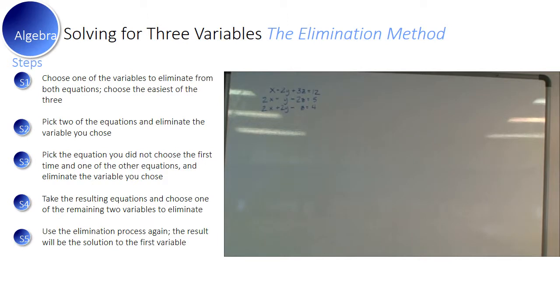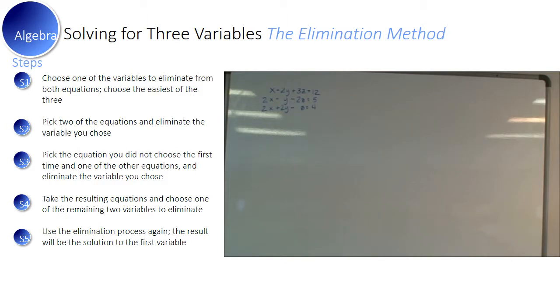In this section, we'll start looking at solving systems of equations with three variables. Now, the first step to solving this system is going to be to choose which variable we want to eliminate. When we look at these three equations, we have an x, a 2x, and a 2x. We have a negative 2y, a negative y, and a positive 2y. And we have a 3z, a negative 2z, and a negative z.